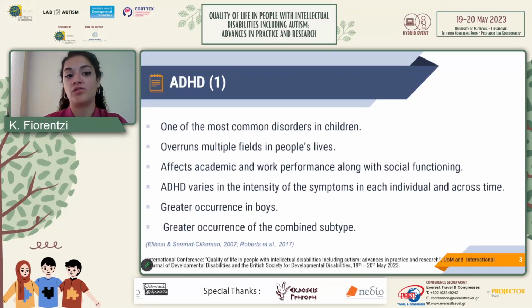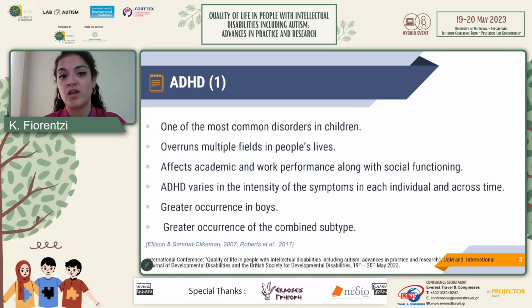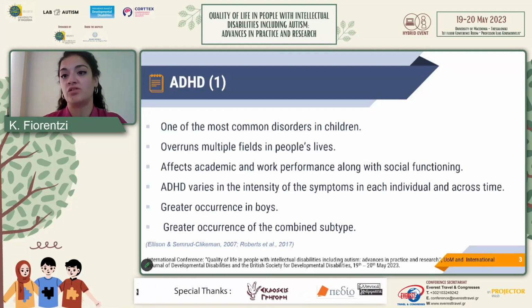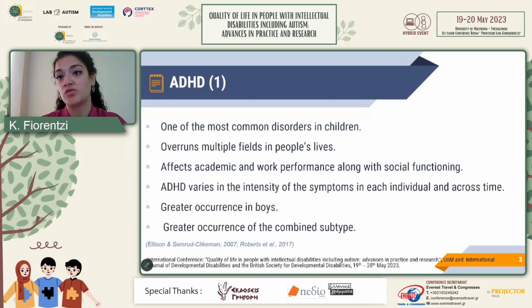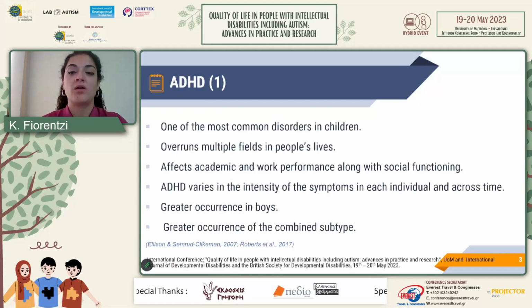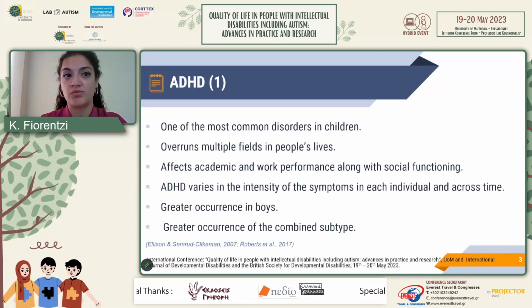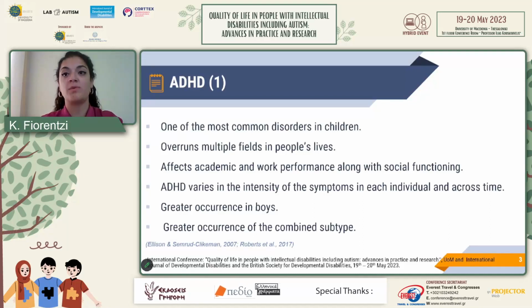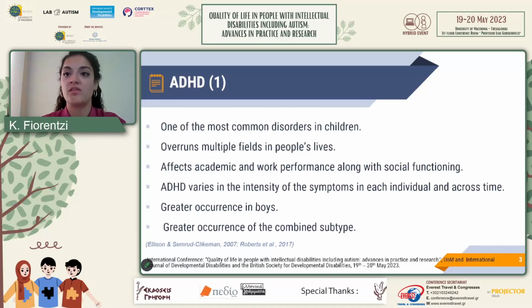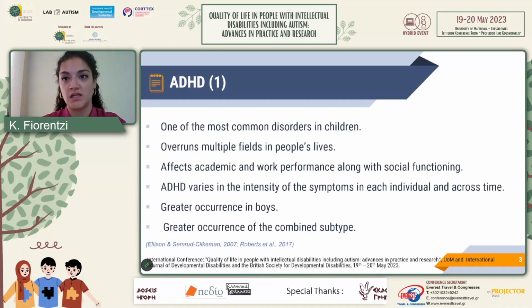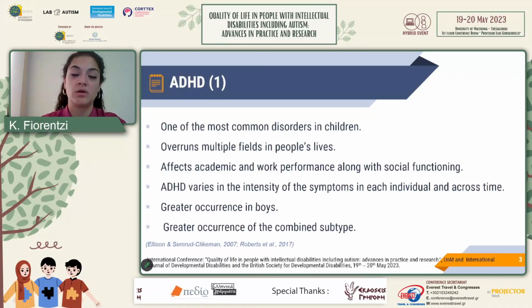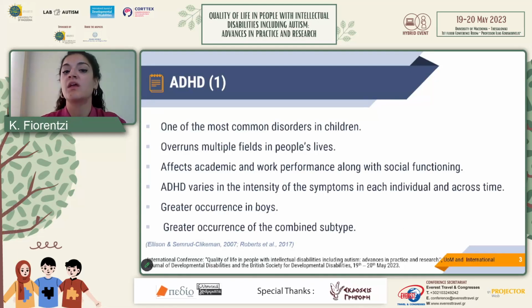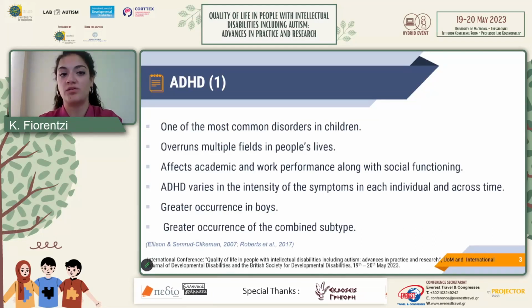ADHD varies, first of all, in the intensity of the symptoms, in the kind of symptoms each individual experiences, and of course, in the manifestation of the symptoms across lifespan. We can distinguish three main types of ADHD. So we have the mainly inattentive type, the predominantly hyperactive type, and the combined type. The latter is the most prominent form of ADHD. Of course, the particular developmental disorder is more prominent in boys rather than girls.